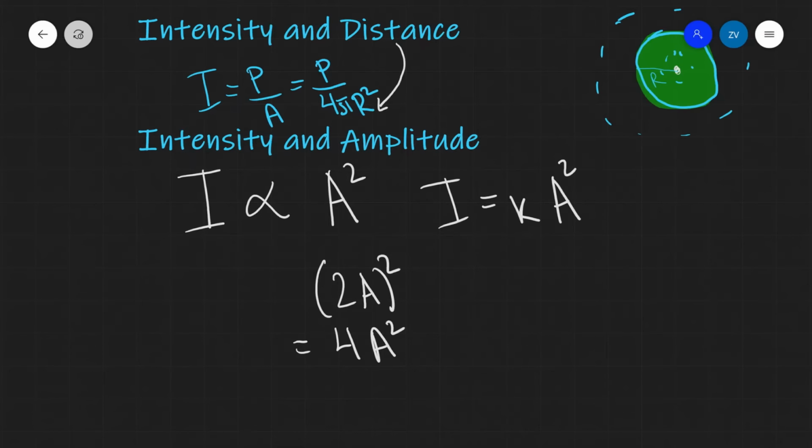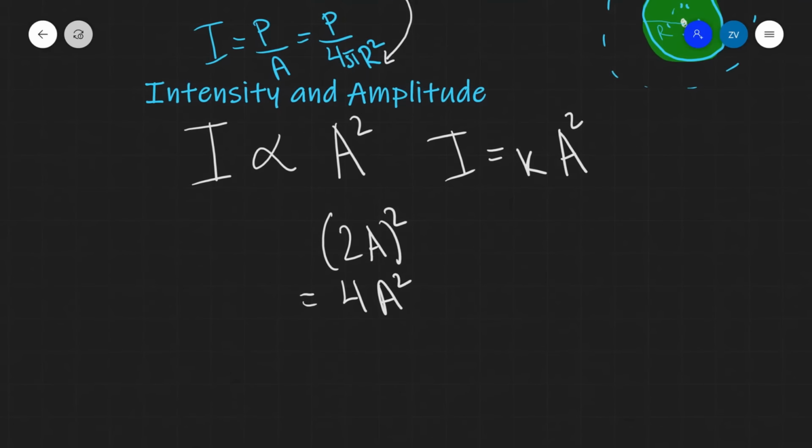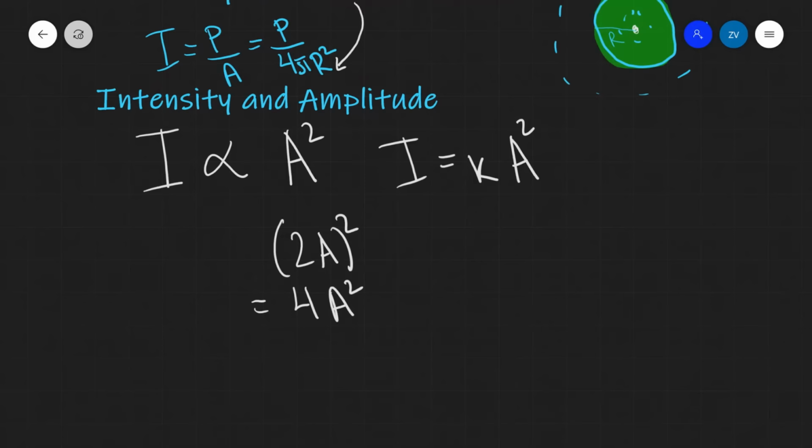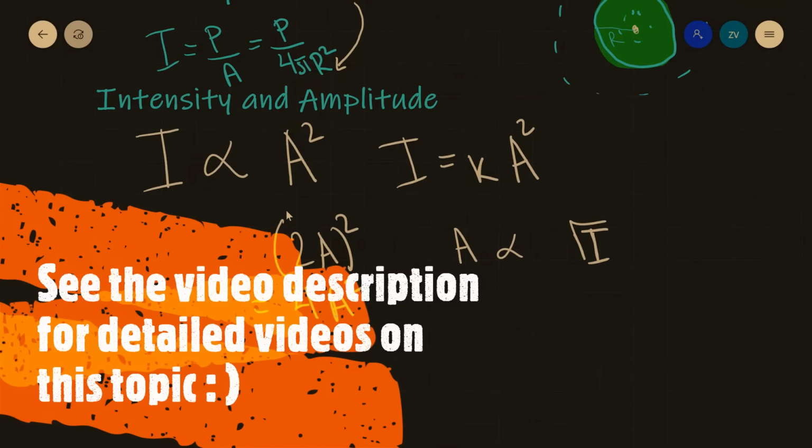So if we increase the amplitude twice, our intensity will increase 4 times. We could do the reverse as well, so we could also say that the relationship between the amplitude and the intensity is as follows, because we can also say that our amplitude, in a way, is proportional to the square root of the intensity. In the past, I've done some very, very detailed videos on those two equations.